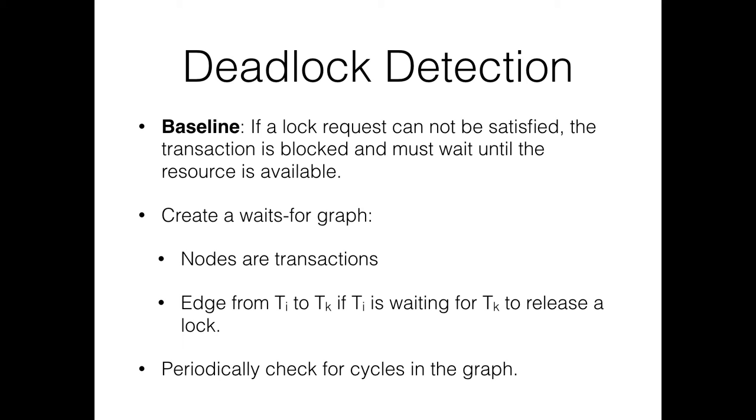Now, cycle checking is an expensive operation. In general, you don't want to do a full check for cycles every single time a lock blocks. But you can have a background process that periodically looks at the transactions in the system, builds the wait-for graph, and tries to find cycles in it. And if one of those happens to be there, then we kill a transaction.